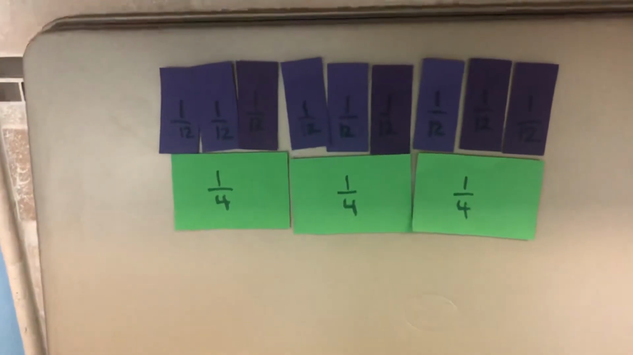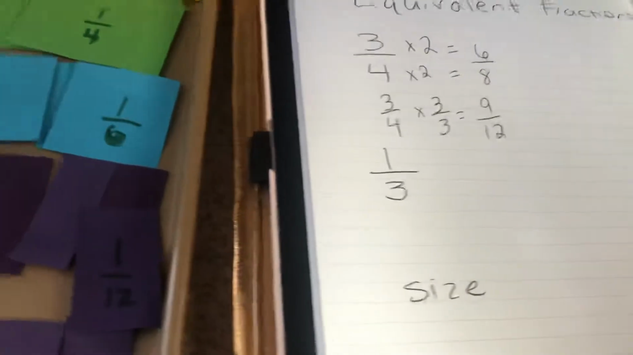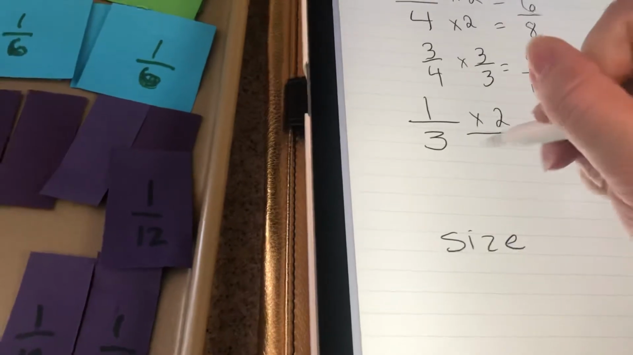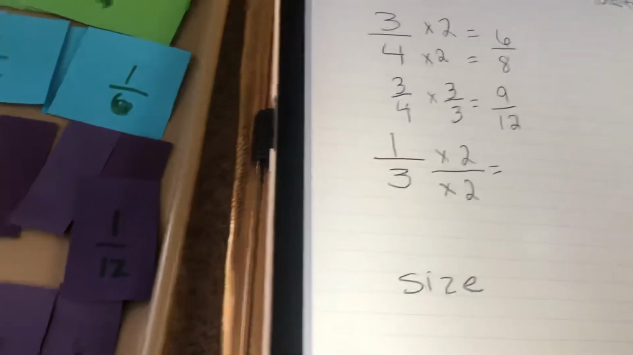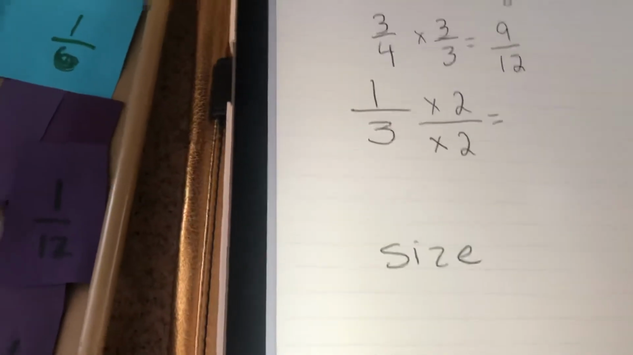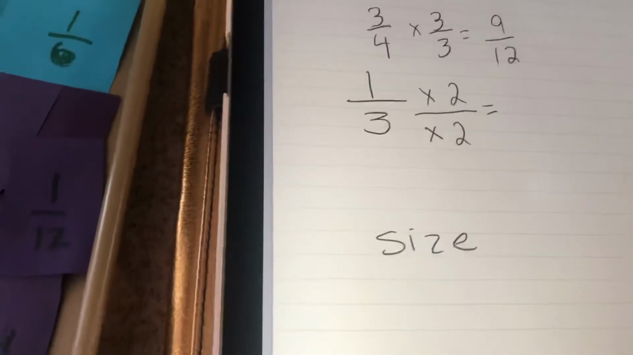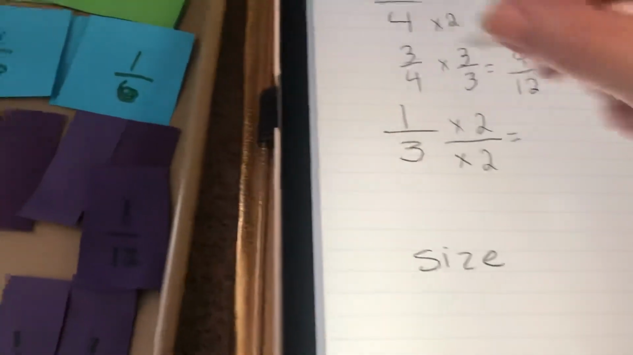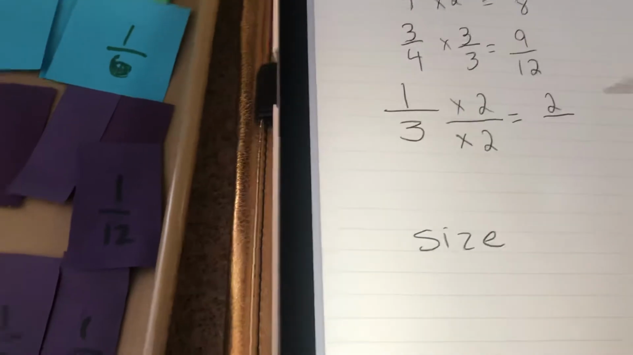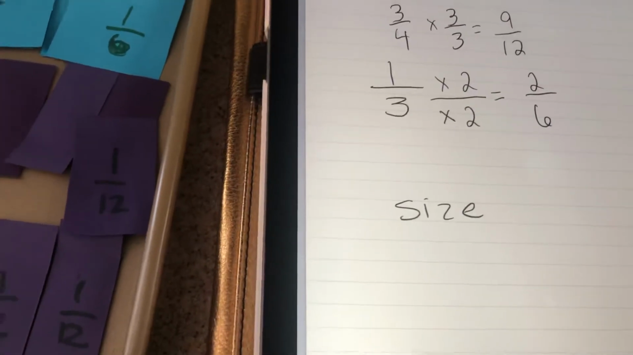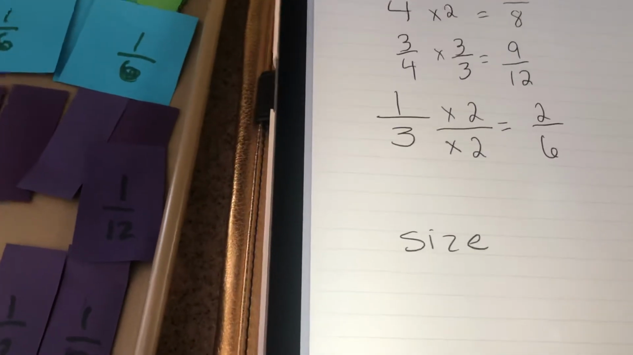So again, for an equivalent fraction to 1/3, we could multiply the numerator times 2 and the denominator times 2. We always want to emphasize that math-specific vocabulary. The top number is the numerator, the bottom number is the denominator, and we multiply 1 times 2 to get 2, 3 times 2 to get 6. So an equivalent fraction of 1/3 is 2/6.